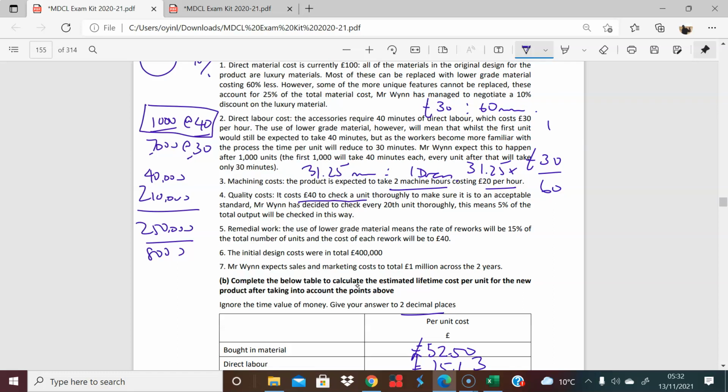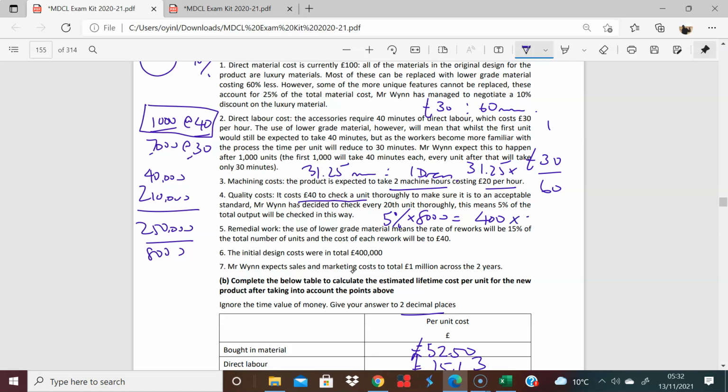And then in terms of quality, it says here that it costs £40 to check a unit thoroughly to make sure it is an acceptable standard. But he's going to check every 20th unit, and they tell us this means 5% of the total output will be checked this way. So 5% of 8,000, 0.05 times 8,000, is equal to 400. So the intention is to check 400 units.